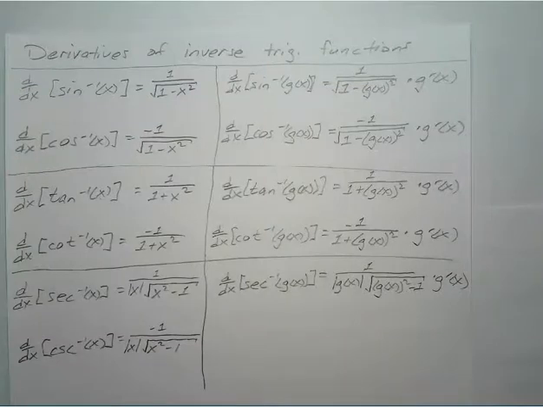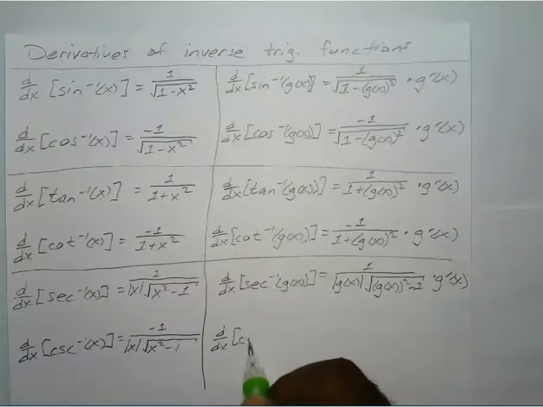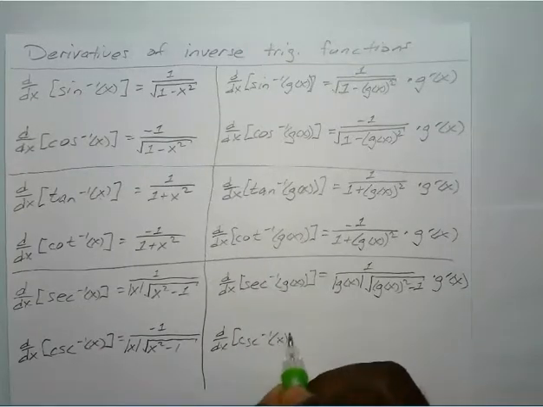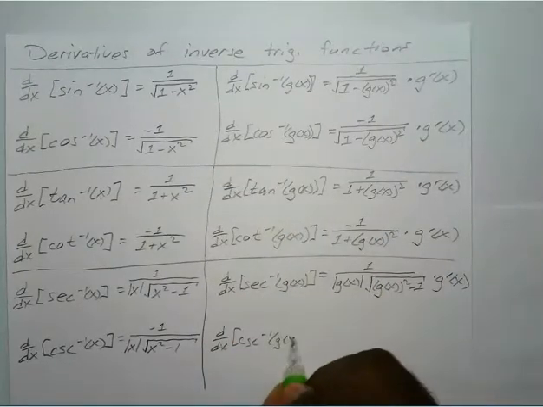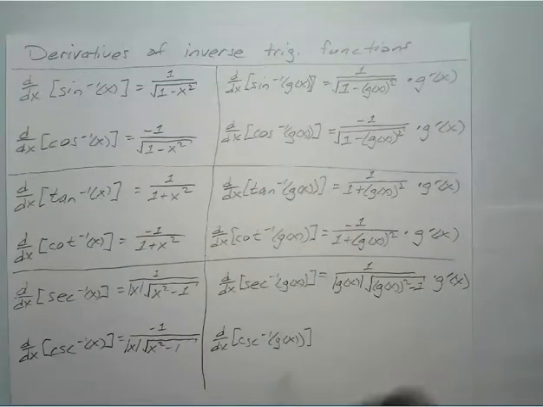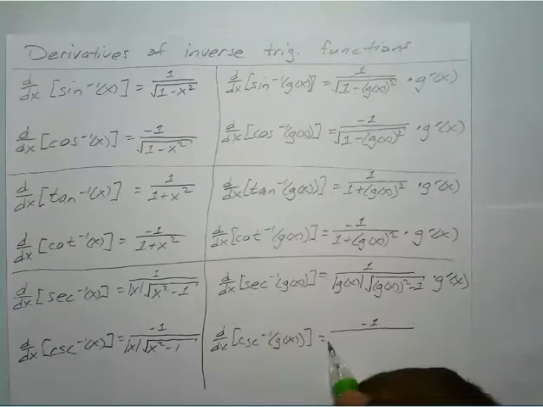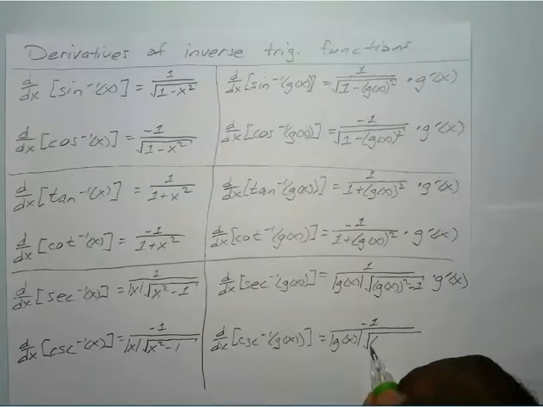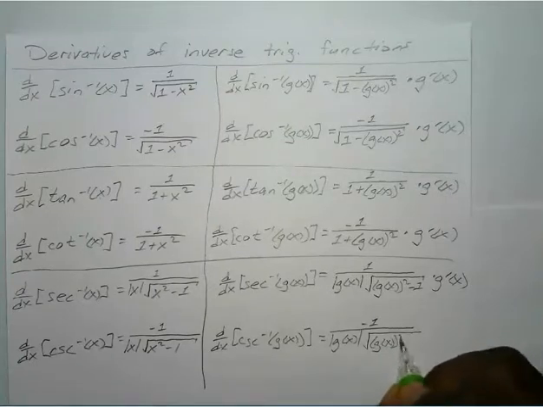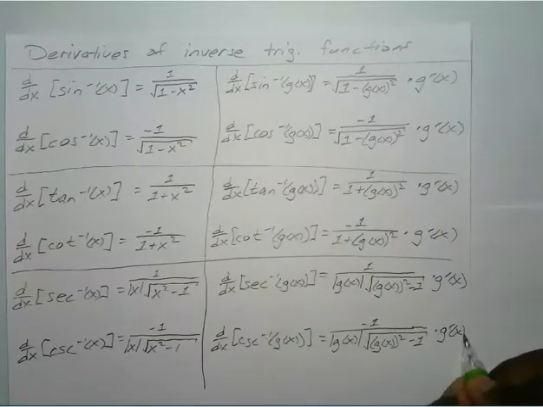Alright, same thing with the derivative of cosecant inverse of g of x, sorry about that. That's just going to be negative 1 over the absolute value of g of x times the square root of that function of x squared minus 1 times the derivative of that function.